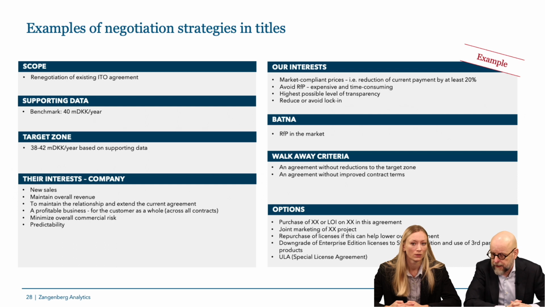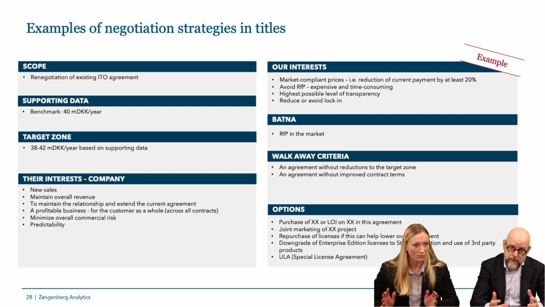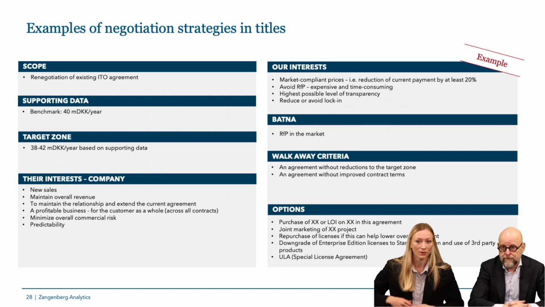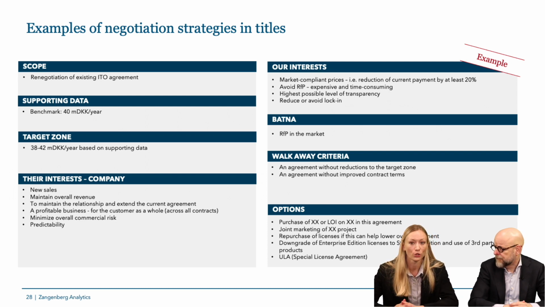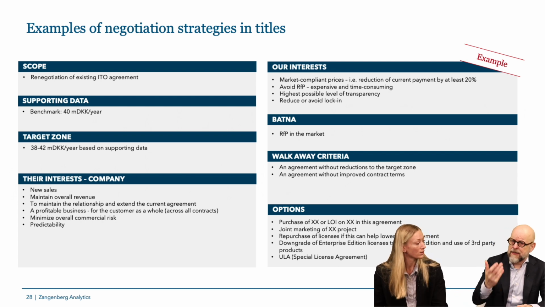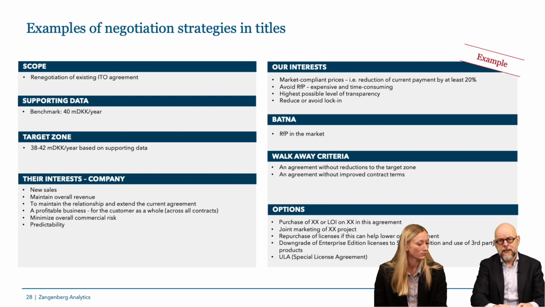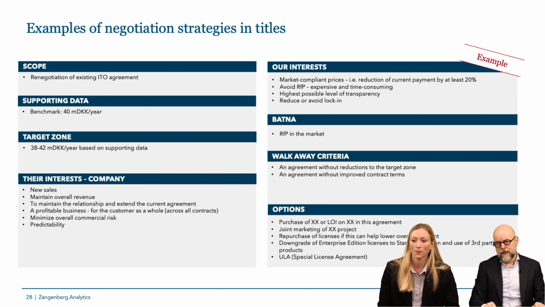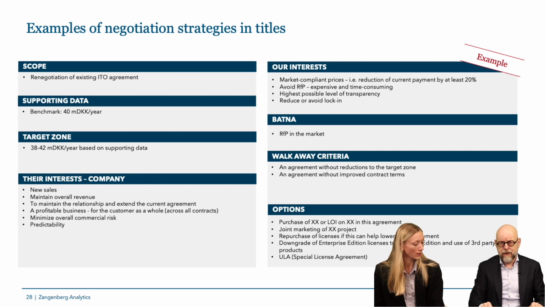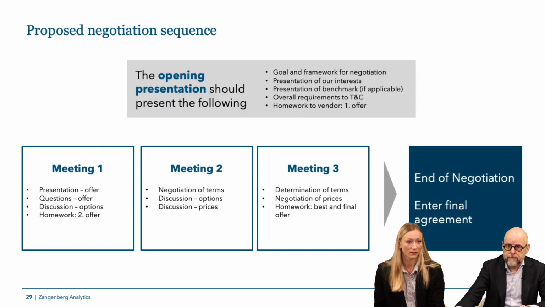Exactly. Okay, we're getting there. So I think we have been through this. This is what we advise our clients to keep updating during a negotiation. The scope, the supporting data, target zone, the interest, your own interest, the BATNA, walk-away criteria and options. And make sure to maintain the list of options. Exactly. Put more options on that list. The options list is really the way to arrive at a good agreement.